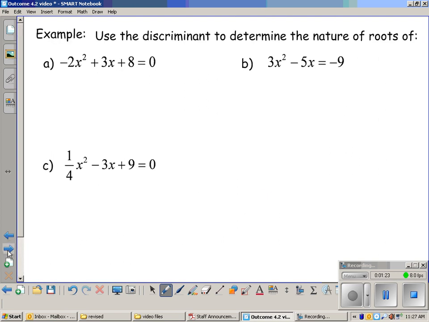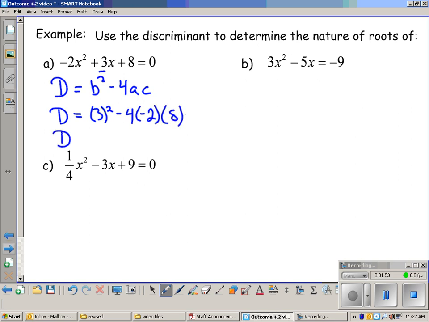So use the discriminant to determine the natures of the roots of these examples. So we need to find the value of our discriminant. The value of the discriminant is that expression under our square root sign. And so it's b squared minus 4ac. So the discriminant is equal to, our b value is in front of our x, so 3 squared minus 4 times negative 2 times c, which is 8. We get our discriminant being equal to 9 plus 64 or 73.